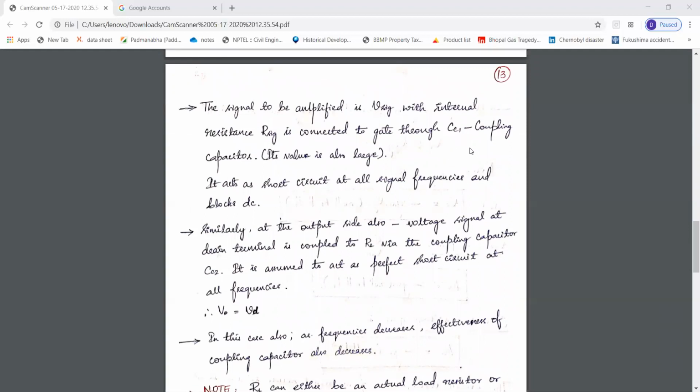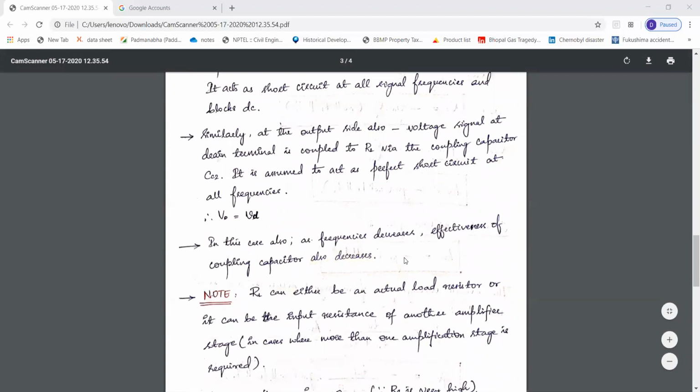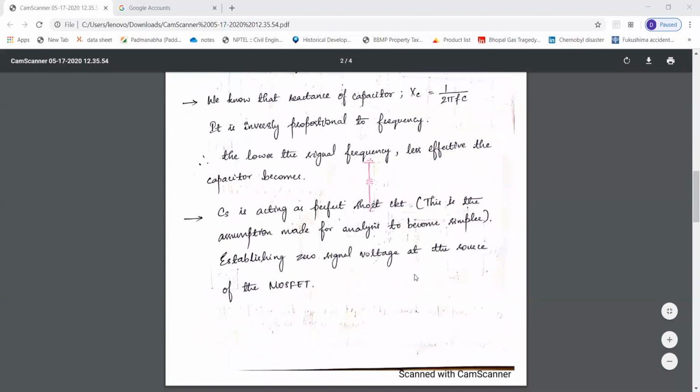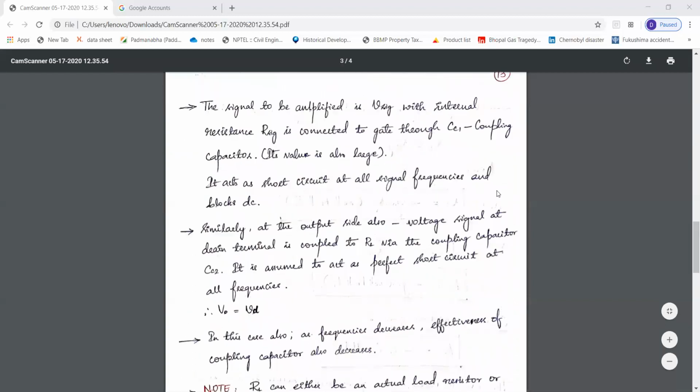Okay, and then this is about the coupling capacitors CC1 and CC2. CC1 is at the input side and CC2 is at the output side. It blocks the DC signals and it allows only AC signals. That is about the coupling capacitors CC1 and CC2. And as frequency decreases, the effectiveness of the capacitor also decreases. Just analyze this formula, you will come to know that.